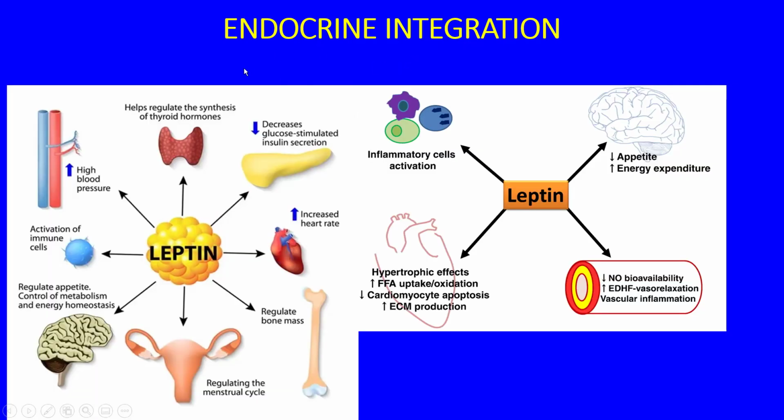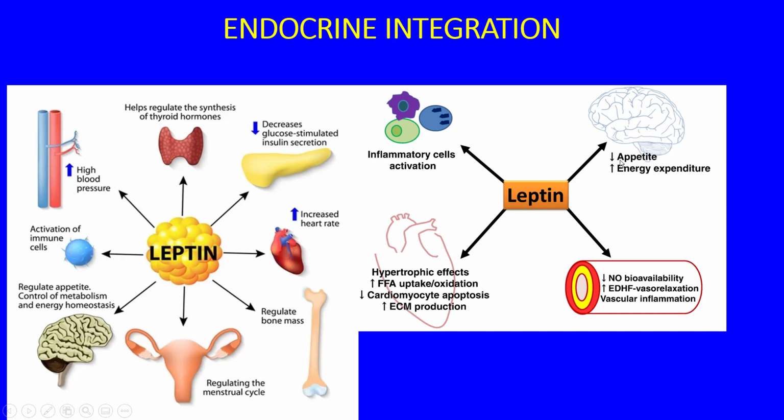You will also see this in several other good diagrams, which I wanted to include. It regulates appetite. It will lead to activation of immune cells. It can lead to higher blood pressure, helps regulate the synthesis of thyroid hormones, decreases glucose-stimulated insulin secretion, increases the heart rate, regulates bone mass, and regulates the menstrual cycle.